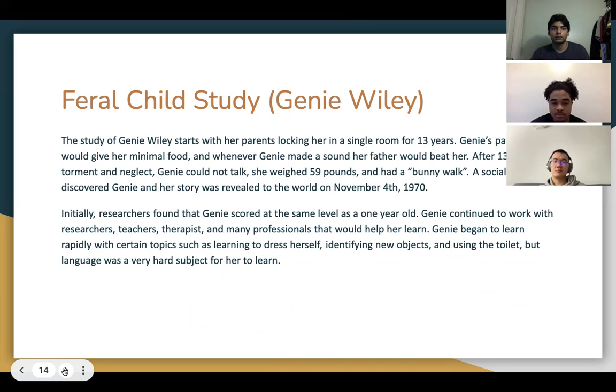Initially, researchers found that Genie scored at the same level as a 1-year-old. Genie continued to work with researchers, teachers, therapists, and many professionals that would help her learn. Genie began to learn rapidly with certain topics such as learning to dress herself, identifying new objects, and using the toilet. But language was a very hard subject for her to learn.